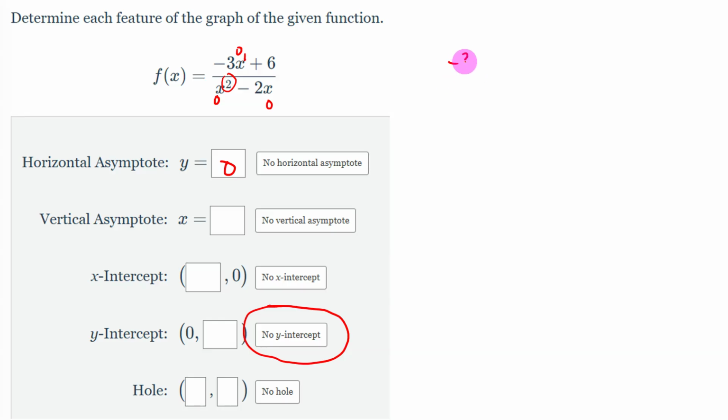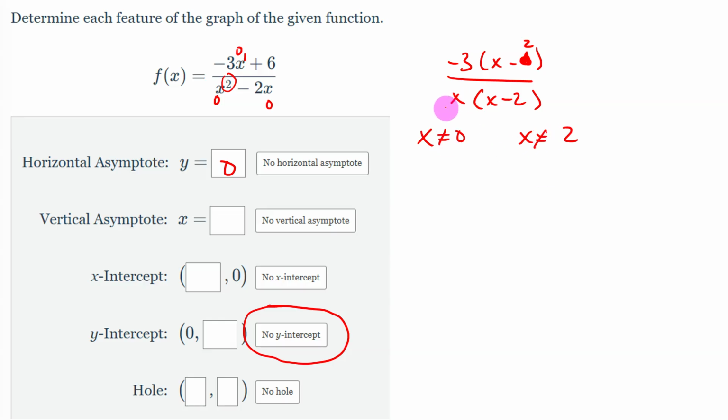Now let's see if I can do any factoring. Take out a negative 3, x minus 6, x minus 2. Still not good with numbers. Take out an x and have x minus 2. So x can't be 0 and x can't be 2.